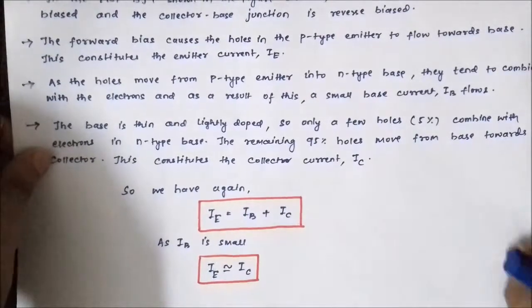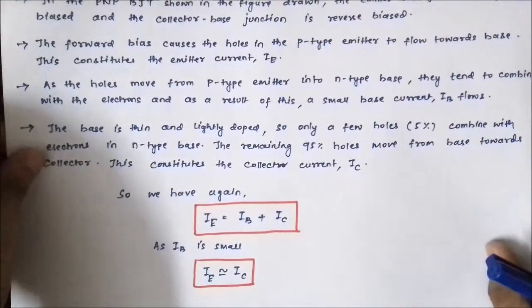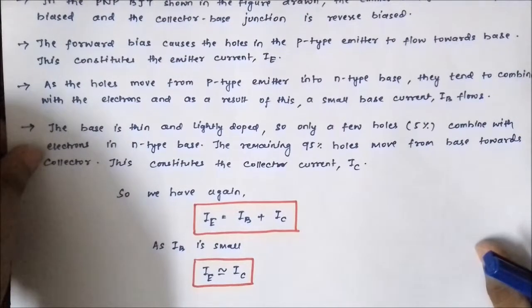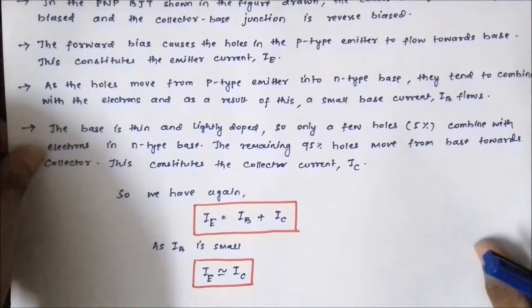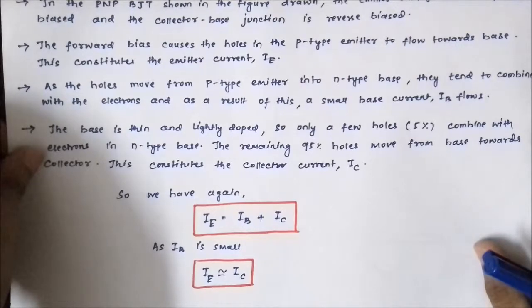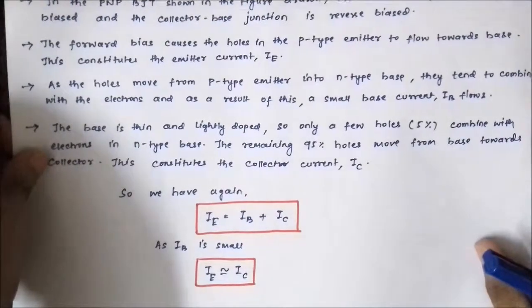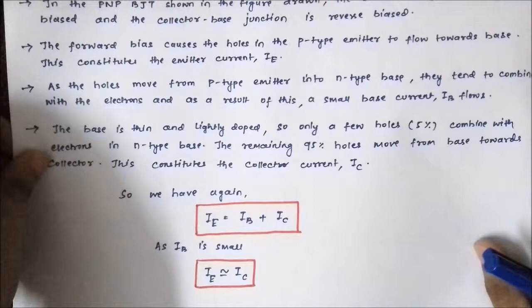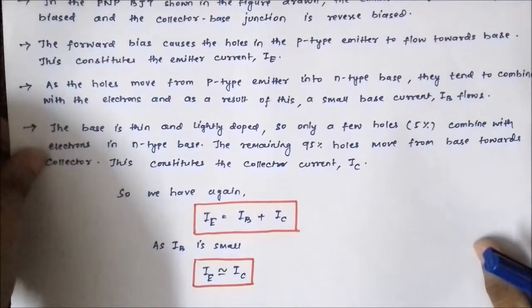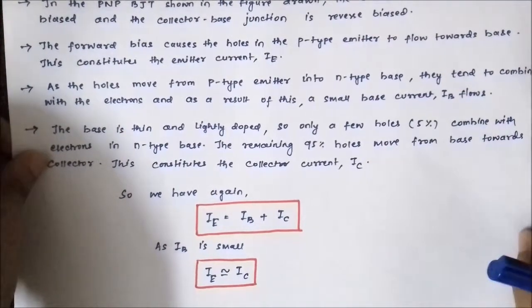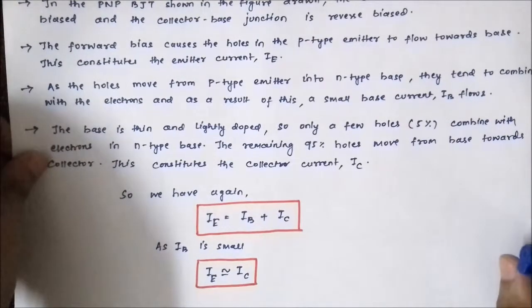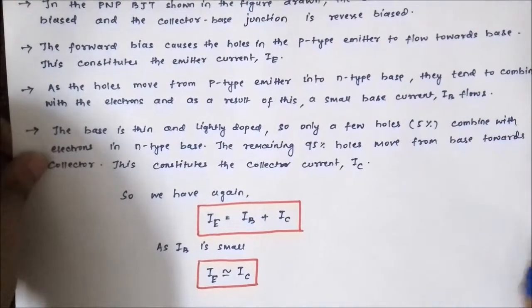Now all these things are the same as in the NPN BJT. The only difference between NPN and PNP BJT lies in the majority and minority charge carriers. In NPN BJT, electrons are the majority charge carriers and holes are the minority charge carriers. In PNP BJT, holes are the majority charge carriers, while electrons are the minority charge carriers. But the underlying principle, the movement, and the emitter, base and collector currents are the same.